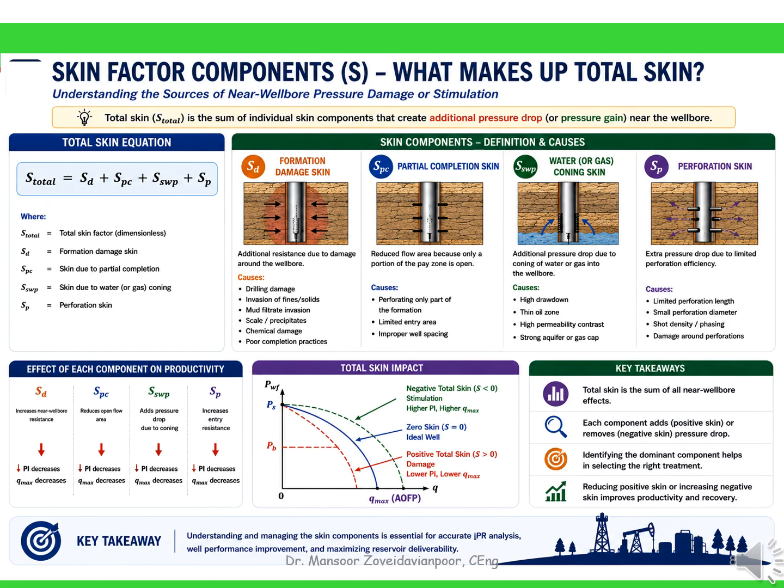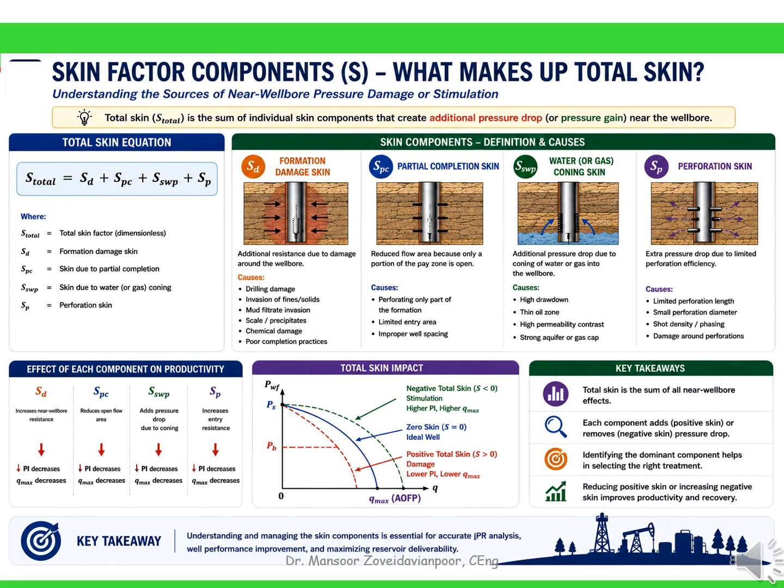For example, formation damage from drilling fluids may plug the pore spaces and reduce permeability. Partial completion means only part of the reservoir is open to flow, forcing fluids to squeeze through a smaller interval. Water or gas coning disturbs the flow pattern and creates additional pressure losses. Even poor perforation design, such as too few perforations or shallow penetration, can significantly restrict inflow.